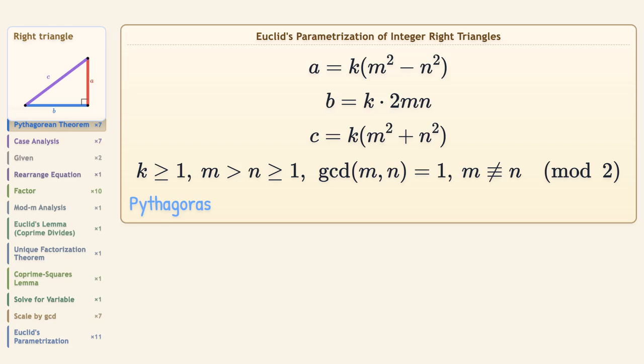Every such triple has the form a equals k times (m² minus n²), b equals k times 2mn, and c equals k times (m² plus n²), with k at least 1, m greater than n, coprime, and one of m, n even.